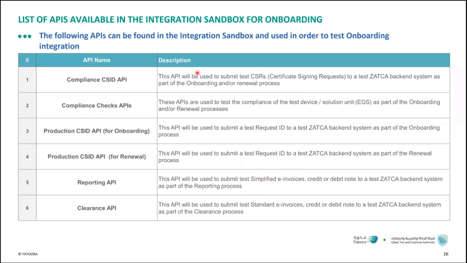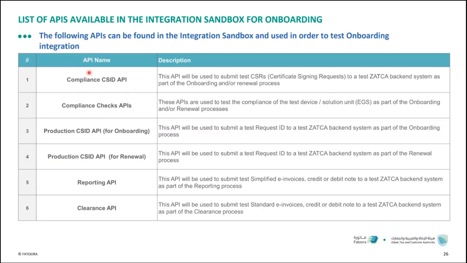So these are the list of the APIs that we are exposing. There are 6 APIs. In sequence, what you need to do, first of all, is onboard the device. And to onboard the device, first you have to call the issue compliance CSID API. With this API, we're going to submit the CSRs. We're going to have a look at it to test the backend system of Zatka to start the onboarding process. The result of this one will provide you some sort of a key to be used for the subsequent calls.